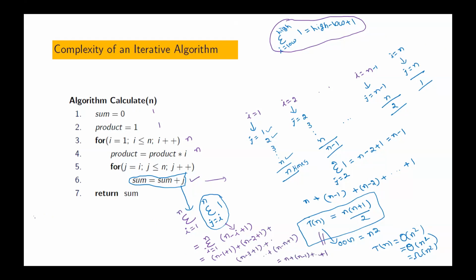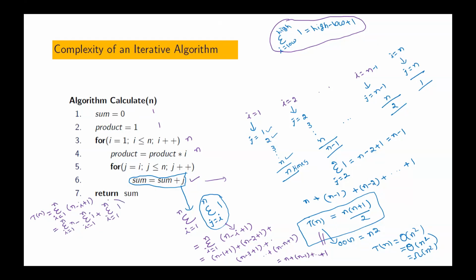What is it that we have? Say T of n is sigma i equals 1 to n of n minus i plus 1. Is that okay? Now, this we can separate. So this can be written as sigma i equals 1 to n of n, minus sigma i equals 1 to n of i, plus sigma i equals 1 to n of 1. Is that correct or not?